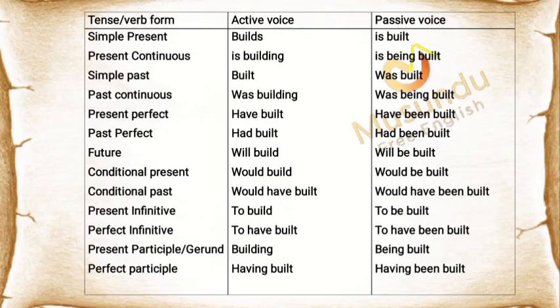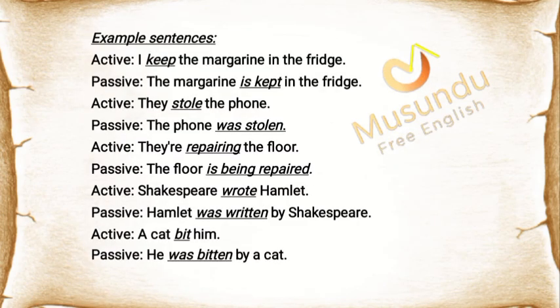Present participle/gerund: building, being built. Perfect participle: having built, having been built. Example sentences: active, I keep the margarine in the fridge. Passive, the margarine is kept in the fridge. Active, they stole the phone. Passive, the phone was stolen. Active, they're repairing the floor. Passive, the floor is being repaired.